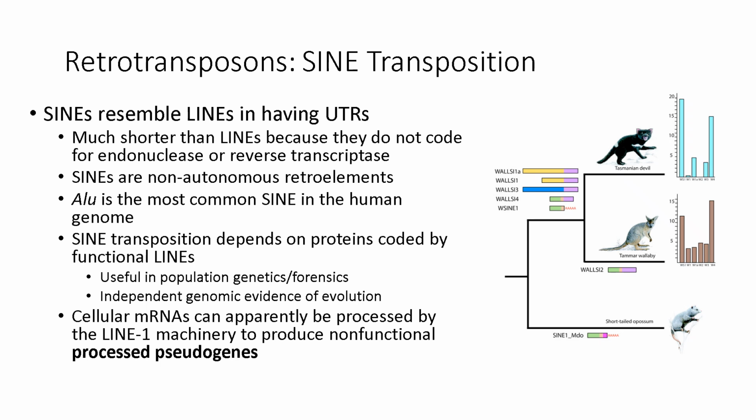Interestingly, the LINE1 machinery can sometimes reverse transcribe cellular mRNAs, creating processed pseudogenes. These pseudogenes lack introns and regulatory elements and are usually non-functional. However, their presence provides independent genomic evidence of evolutionary processes and gene duplication events.